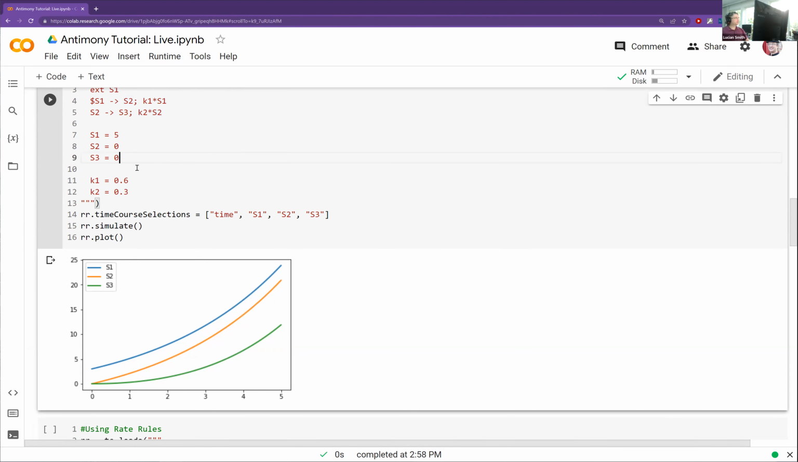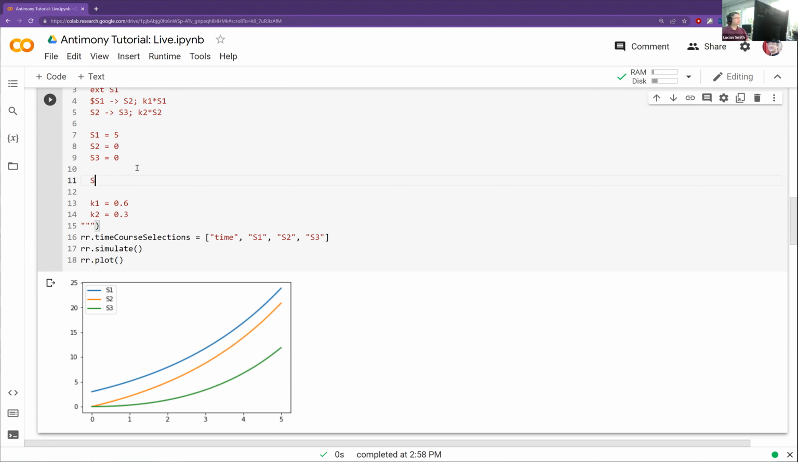And another thing you can do is something like S total colon equals S1 plus S2 plus S3. And we'll put that on our time course selection list. This obviously is a different way of doing it: you can put that as an argument to simulate, or you can just set it here. Both of those work.